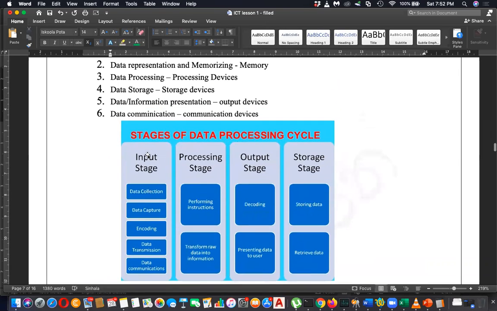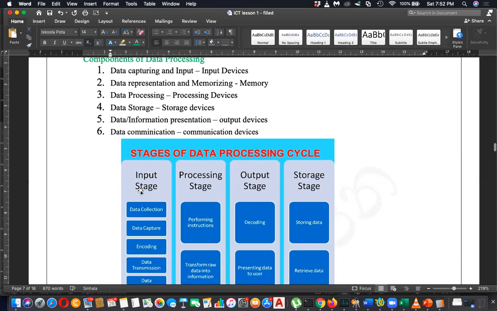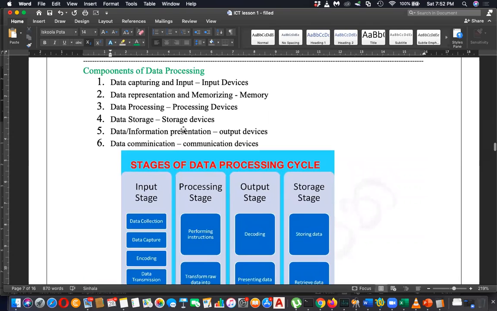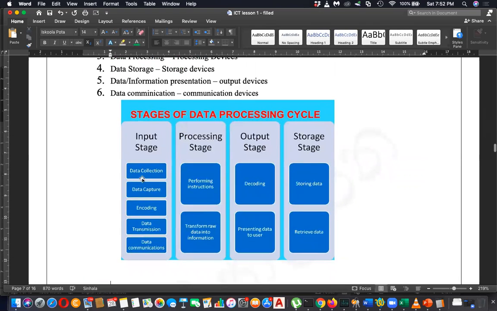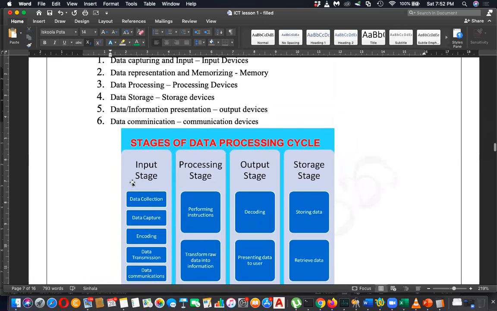So data input. Input includes collection, capturing, encoding, and transmission. That's why I said it includes representation, everything. Collection, capturing, encoding means representation, transmission, and communication. That is also part of input. And data processing is the processing of instructions, transforming raw data to information. Output, decoding. Decoding means whatever you encoded, now you have to decode.